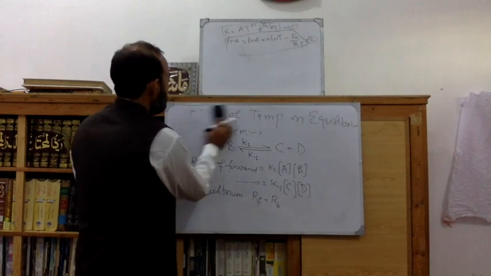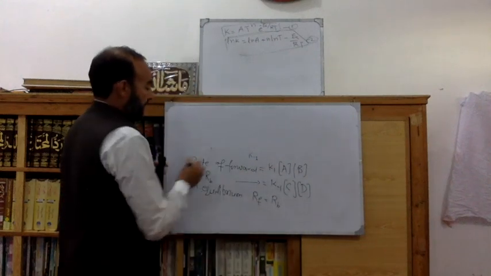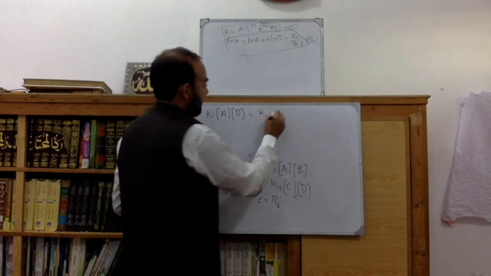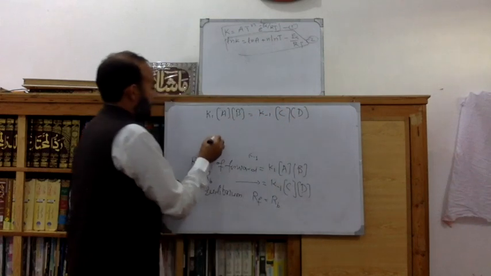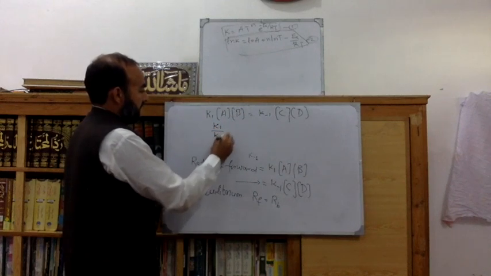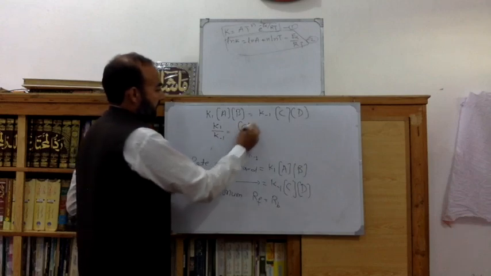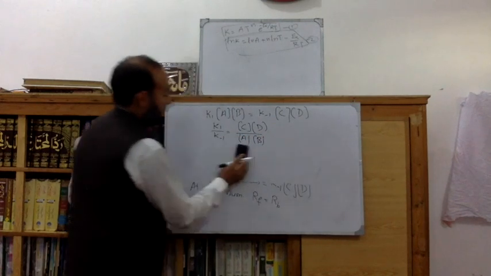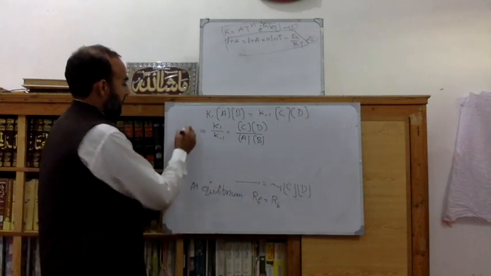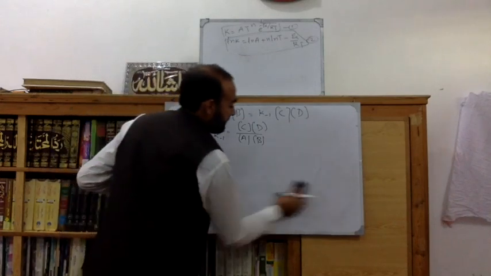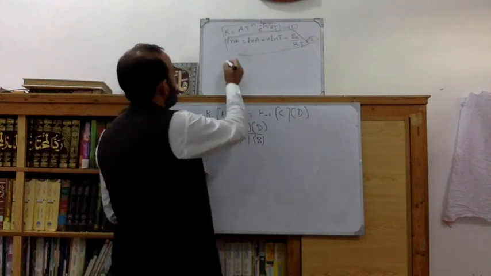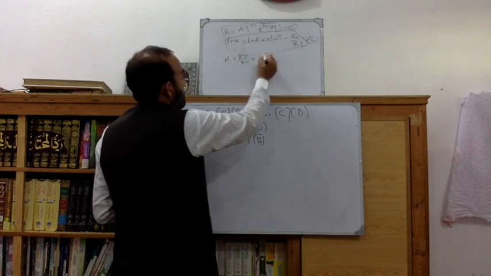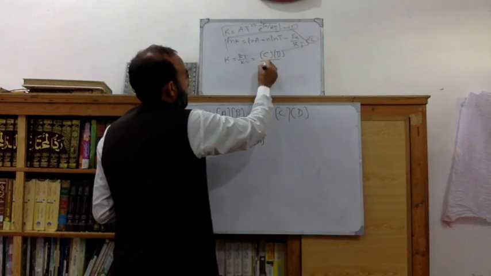So just putting in the values, K1 concentration of A into concentration of B is equal to K inverse concentration of C into concentration of D. Or just rearranging, K1 over K inverse is equal to concentration of C into concentration of D divided by concentration of A into concentration of B, and this is actually the equilibrium constant K. So this is one relationship: K is equal to K1 divided by K inverse, which is equal to the concentration of products divided by reactants.